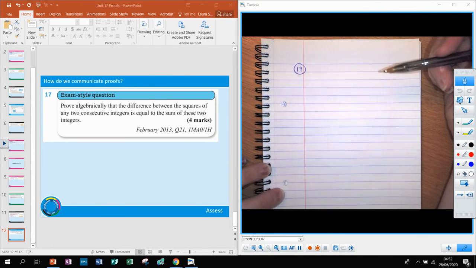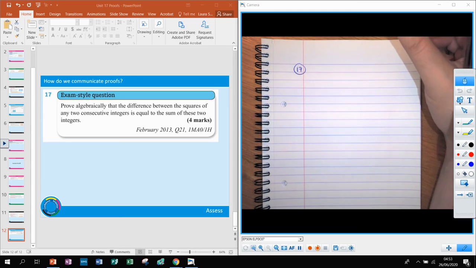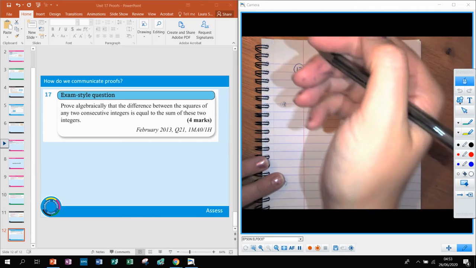Okay, right, so this one says, prove algebraically that the difference between the squares of any two consecutive integers is equal to the sum of these two integers. So there's two separate things we have to work with here. A difference between the squares of any two consecutive integers and also the sum of those two integers. Okay, and the word consecutive is there, so I can use the same letter, so that's useful. It hasn't said whether they're even or odd, which is good. So actually, we now need to decide what we're going to use as our consecutive integers.